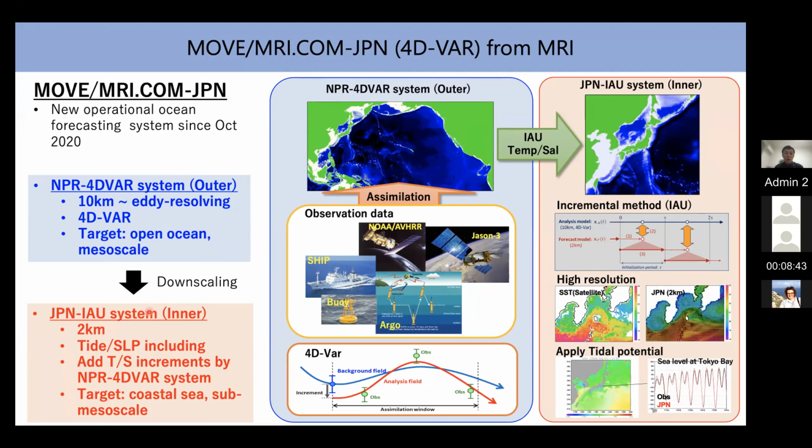And the JPN IAU system, as shown in the right figure, has a horizontal resolution of 2 kilometers, and tide and SLP effects are included. And this JPN IAU system uses a temperature and salinity increment derived from the NPR 4D-Var system, and the target is sub-mesoscale variations in the coastal oceans.